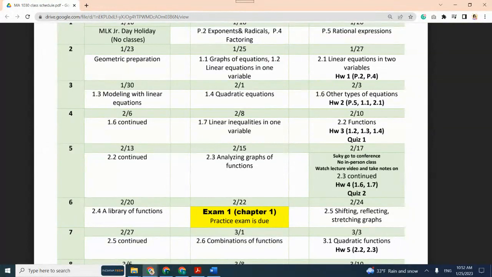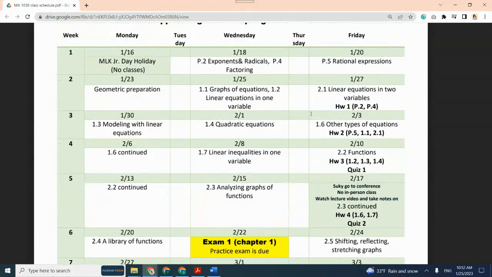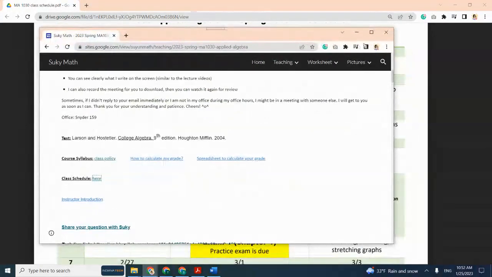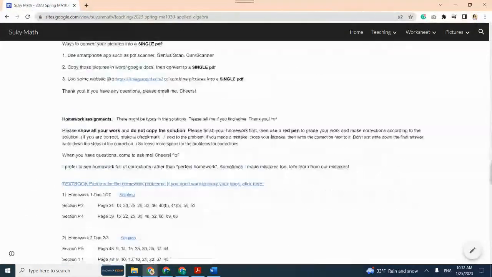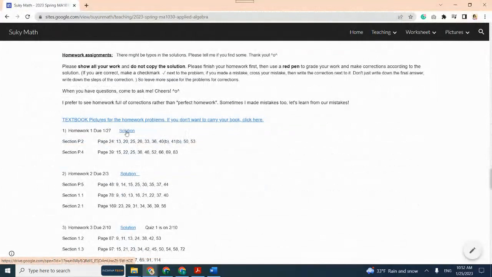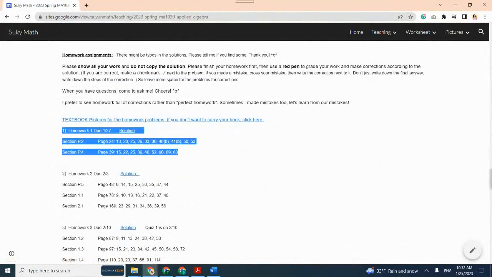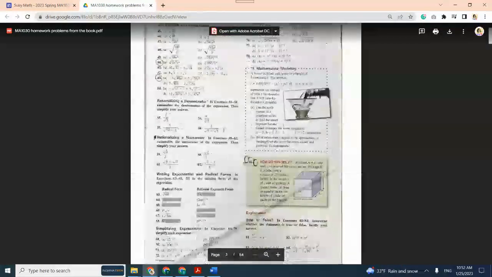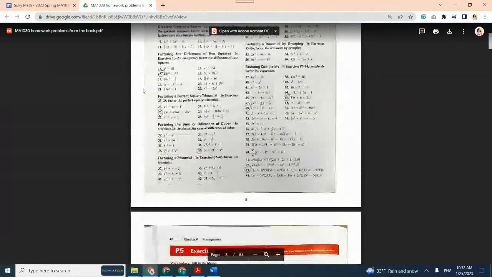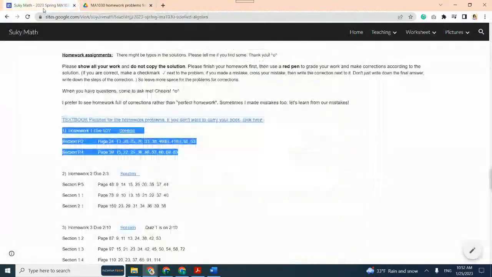And the homework is in the book, right? Yes, in your book. But if you don't have your book, I have scanned the homework problems. This is your homework, and that's the solution. And this is the scans of your homework questions. P.2 is right here. Thank you.